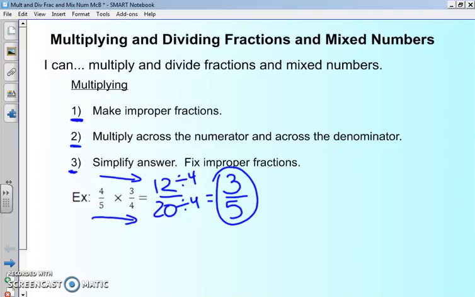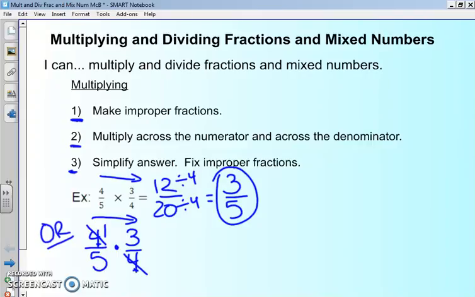Now, for this problem, you also could have done something called cross-simplifying. This is completely optional. However, it very often makes your work a lot easier. Makes the numbers smaller, and you don't have to simplify at the end, which is very nice. So let's redo this problem, and I'm going to do it by cross-simplifying. It is only for multiplying that you can do this. What you're going to look for is any common factors between the numerators and the denominators. So I see here I have a 4 in the numerator and a 4 in the denominator. So each of those can be divided by 4, so that's what I'm going to do.